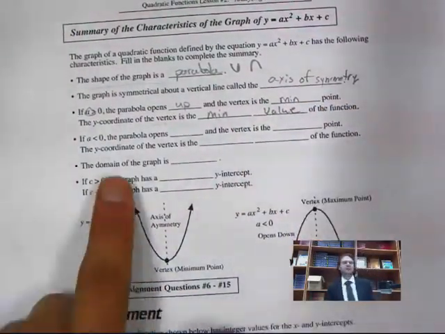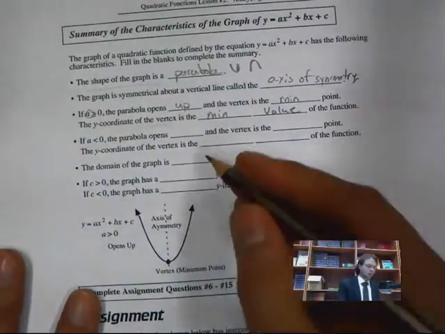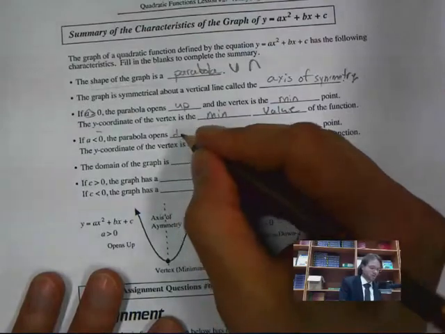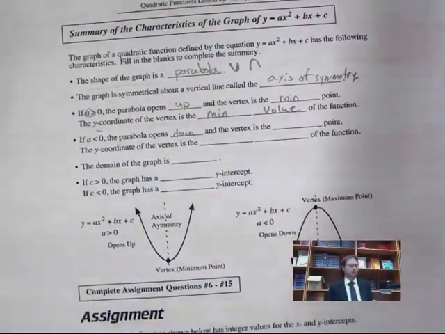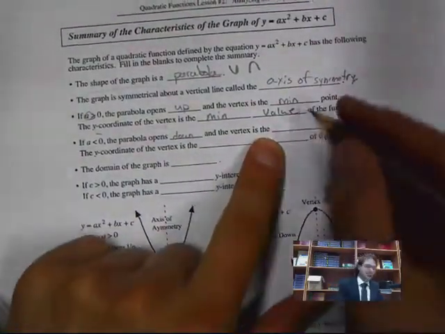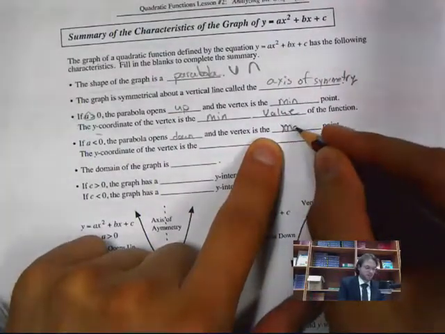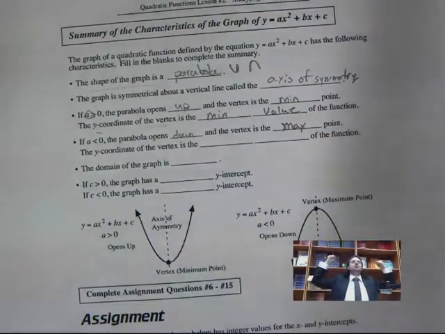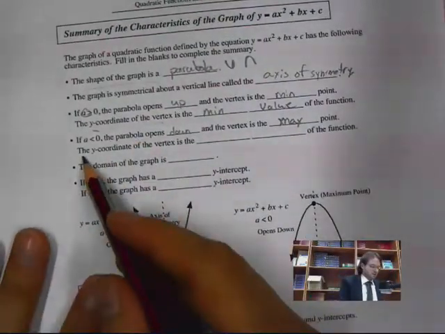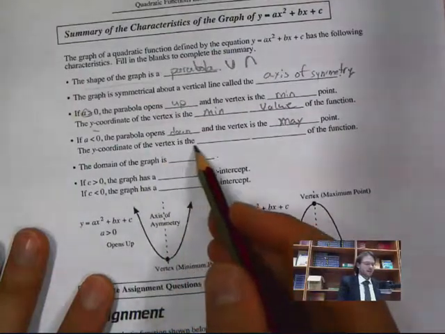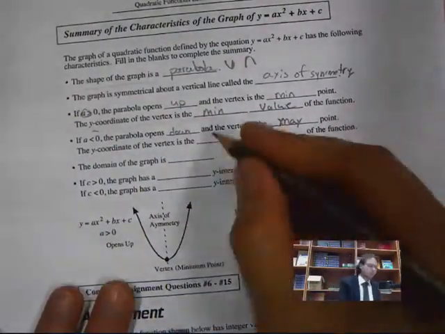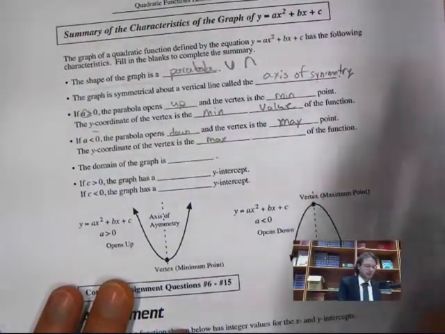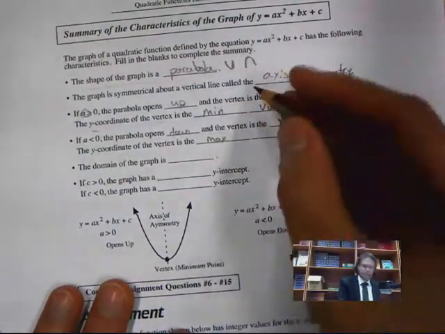Okay, now if a is less than 0, we are negative. This means we are opening down. Okay, and the vertex is the max. Because there's only a maximum on how positive they can be and how high and good you can feel. Now, the y-coordinate of the vertex is the max value.